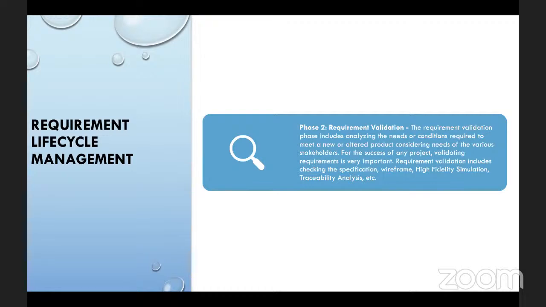Requirement validation includes checking the specification, wireframe, high fidelity simulation, and traceability analysis. So you have to be able to trace back different processes and performance workflows in the system, and different departments that interact with the same application. As you gather requirements, you need to validate them and say, okay, this is the exact thing it needs to do, this is the exact thing we want this condition to fulfill. You need to do that. It's very, very important.